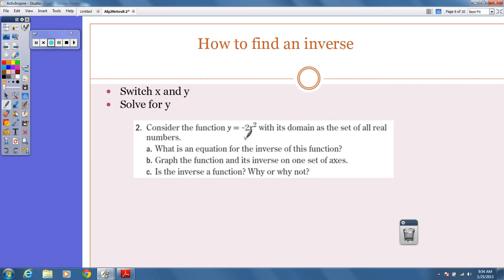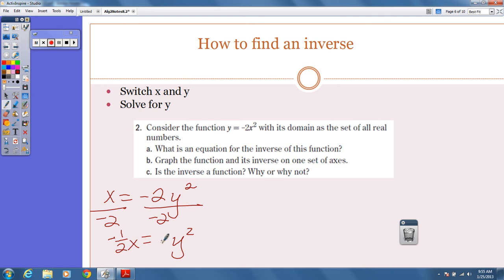So consider the function y equals negative 2x squared with its domain as the set of all real numbers. What is the equation for the inverse of this function? Okay. We're going to switch x and y. So now I have x equals negative 2y squared. And we're going to solve for y. And this is where it gets a little bit tricky. I divide both sides by negative 2. Okay, so I have y squared equals negative 1/2 x, or you could put negative x over 2, also fine.